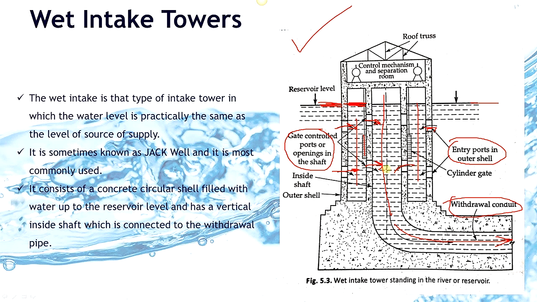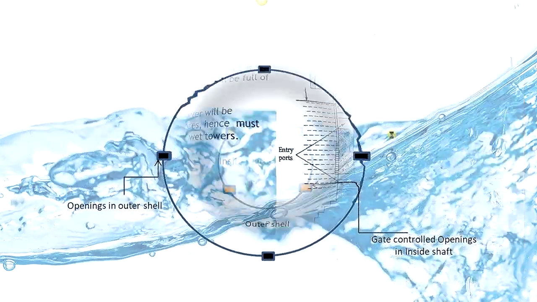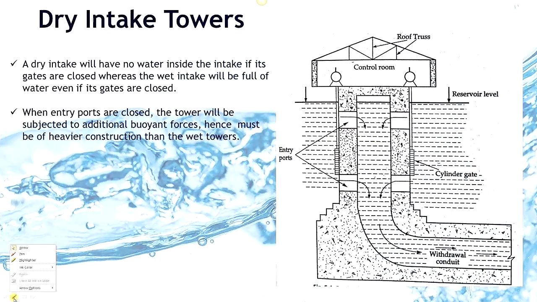discharge conduit. In the dry intake tower, there is no such thing as an outer shell. Here in the diagram you can see no outer shell. Only the inner shaft is present and it has gate controlled openings. So the dry intake tower will be dry inside if the gates are closed, right? The dry intake will have no water inside the tower if the gates are closed.